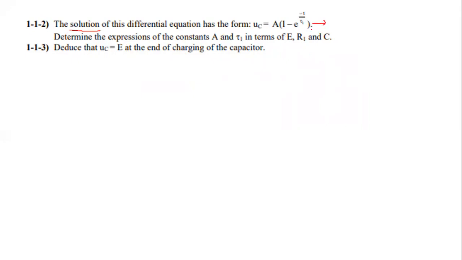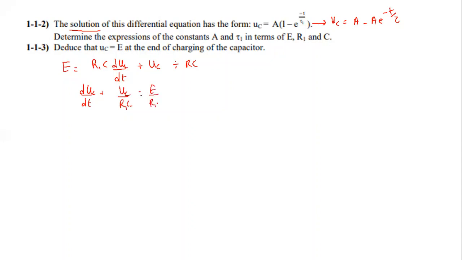So first we'll expand. We'll have UC equals A times (1 minus e to the power minus t over tau1), and we'll put it in the differential equation. We already had that E equals R1C duc over dt plus UC. We can divide the whole equation by R1C if we want. So if we divide by R1C, we'll get duc over dt plus UC over R1C is equal to E over R1C. And then we'll substitute.